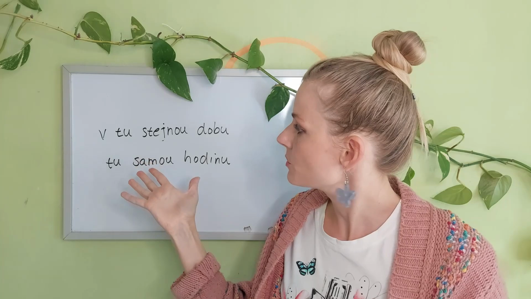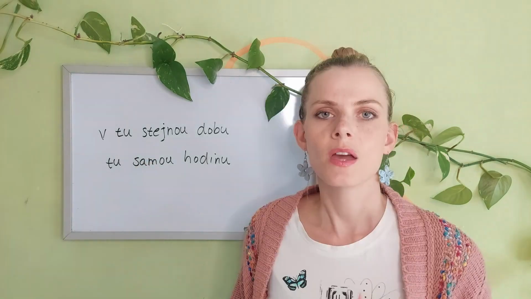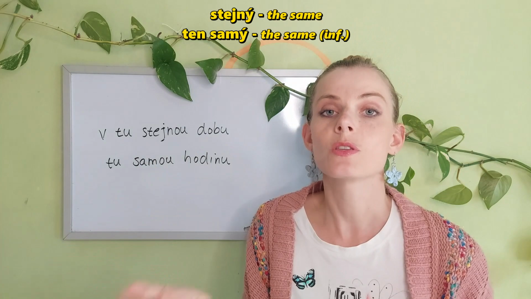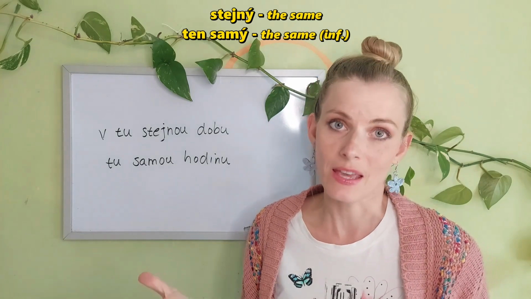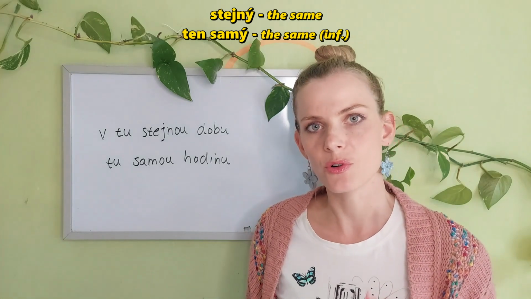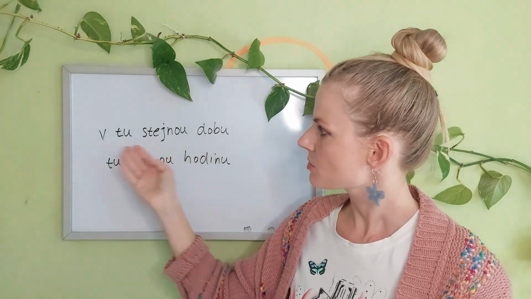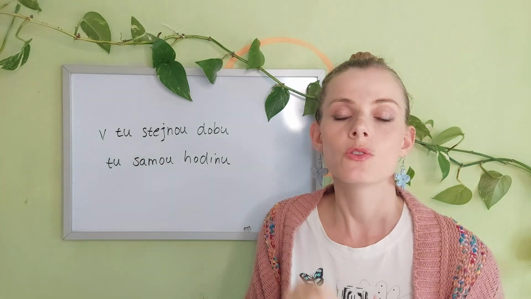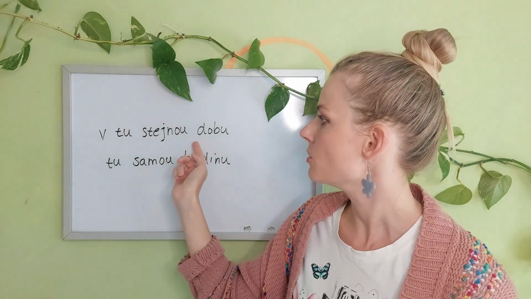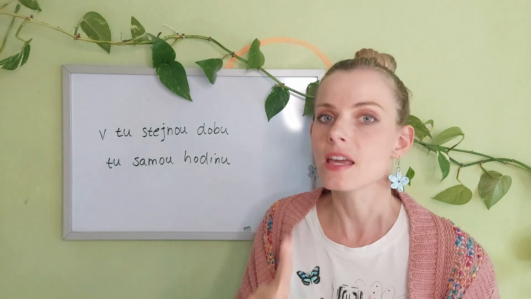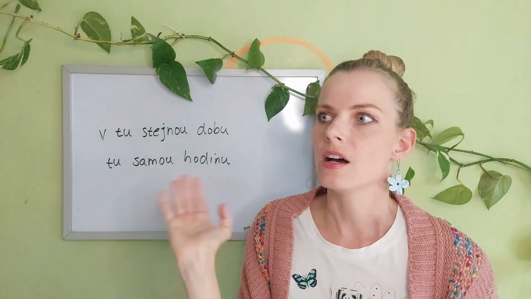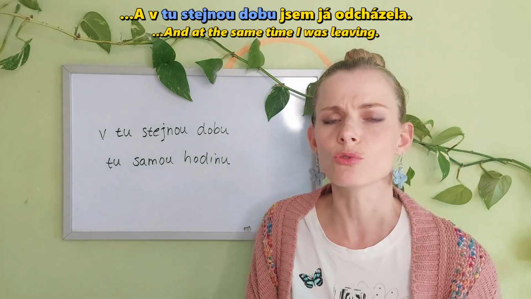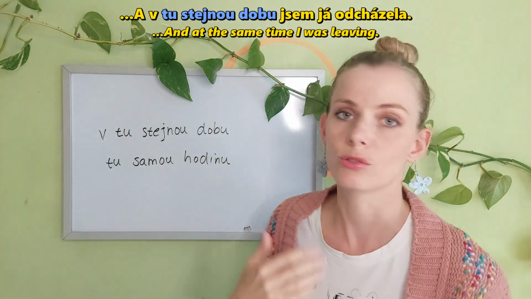I want to show you 2 examples with different words that would act the same way. We have an adjective stejný, which means the same, or samý, ten samý, which is also the same, but it's a little bit more informal. Here it's a little bit easier because you actually use a preposition. You use v. V tu stejnou dobu would mean at the same time, at that same moment. At that same moment I was leaving. A v tu stejnou dobu jsem já odcházela.